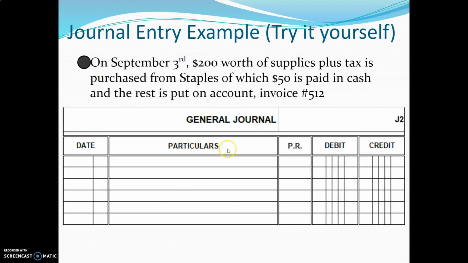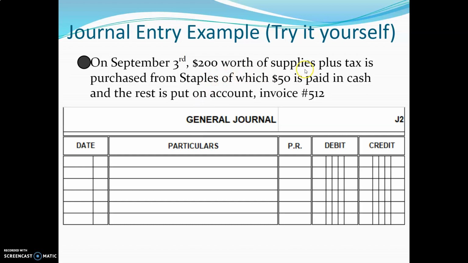So let's go into this. On September 3rd, $200 worth of supplies plus tax is purchased from Staples, of which $50 is paid in cash and the rest is put on account as an invoice. So this is really going to test you guys, and this is a quick little review of how things happened back in the grade 11 course, and these should be things which you should be reviewing at this point and should be comfortable with. Again, with these examples, I encourage you to pause before you get to see the answer. Generally speaking, learning is done best when you struggle a little bit and then you get to see what the answer is.